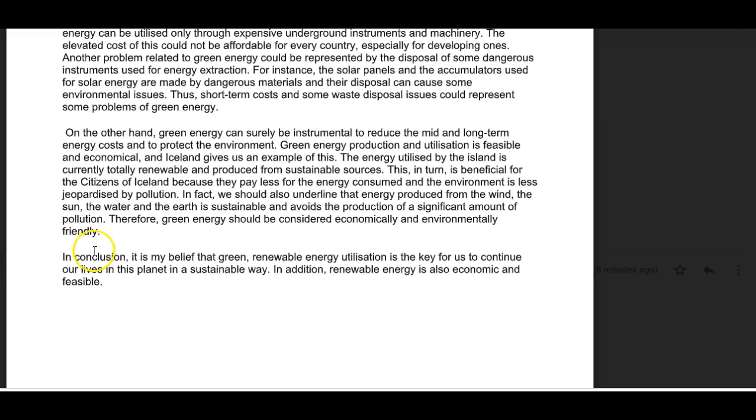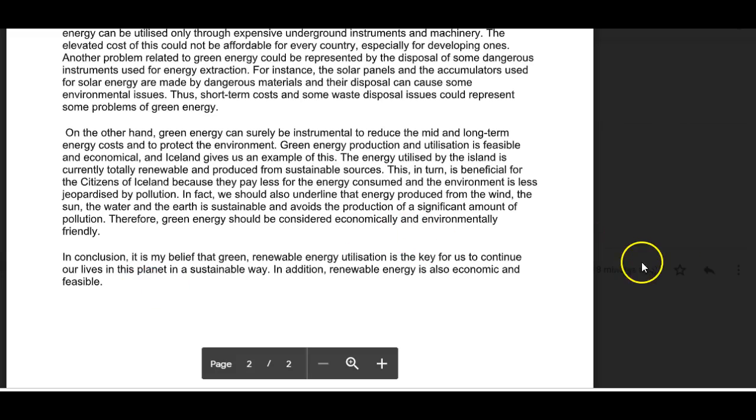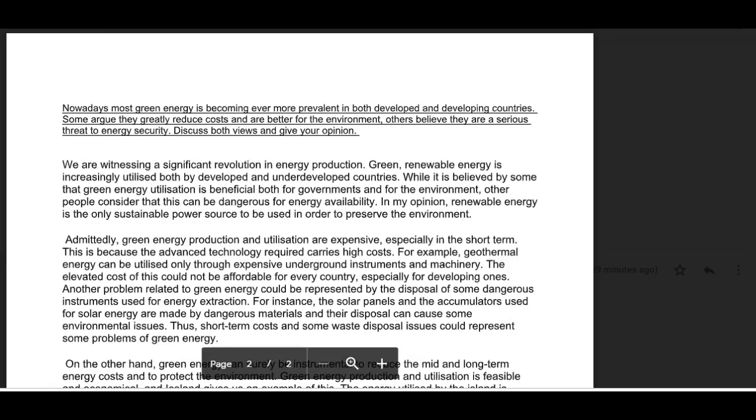Beautiful. In conclusion, it is my belief that green, renewable energy utilization is the key to continue our lives on this planet in a sustainable way. In addition, renewable energy is also economic and feasible.